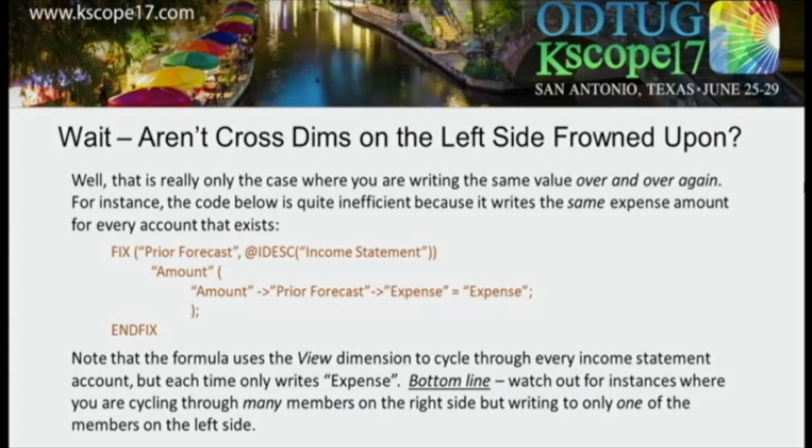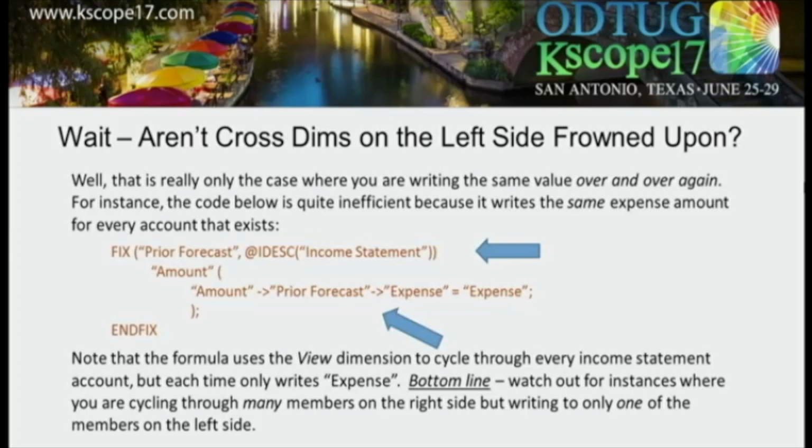It's really only the case when you're writing the same value over and over again, and people do this sometimes, and this is my really bad example of this. Here, I'm selecting all the descendants of income statement, but I'm only writing to expense. I'm only writing expense to expense. So here I'm cycling through. This is a dumb example, but still, it happens that you do this and you're actually just writing over and over again the same value. This is where it's very inefficient, so you don't want to do that, right?